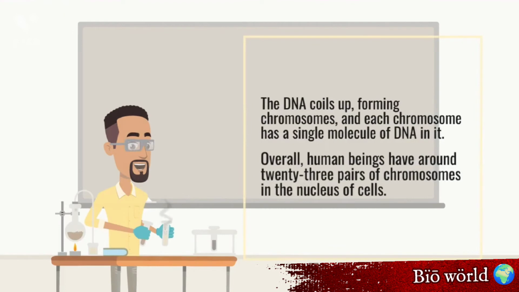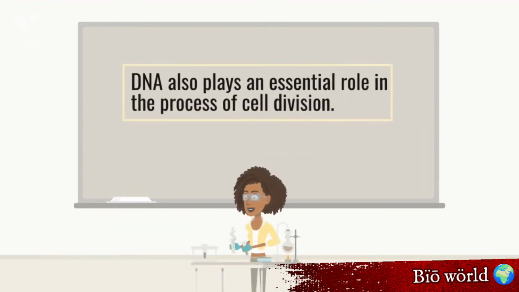The DNA coils up, forming chromosomes, and each chromosome has a single molecule of DNA in it. Overall, human beings have around 23 pairs of chromosomes in the nucleus of cells. DNA also plays an essential role in the process of cell division.